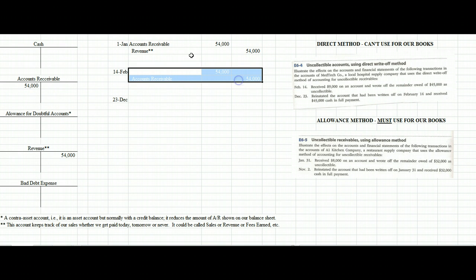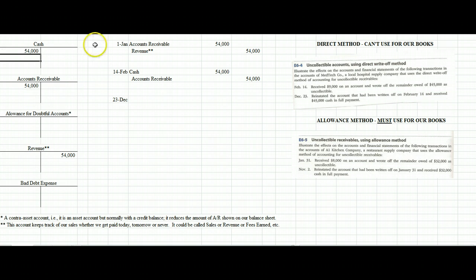So then let's pretend that on Valentine's Day they pay us. So we debit cash for $54,000. What's happening to cash? It's going up. Cash is an asset. Assets increase with debits. And we're going to decrease the account receivable for $54,000. All right, let's put it in T accounts so we can see what's happening. Cash is going up and accounts receivable is going down.